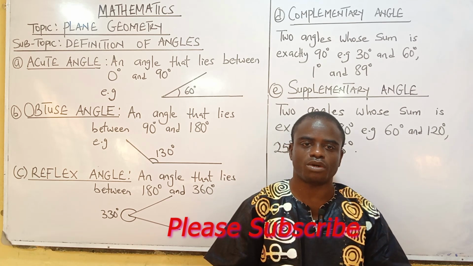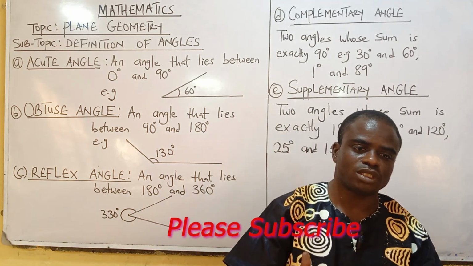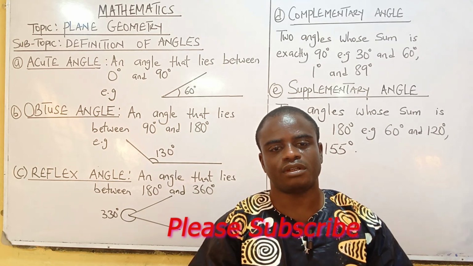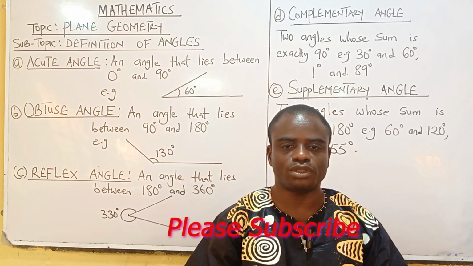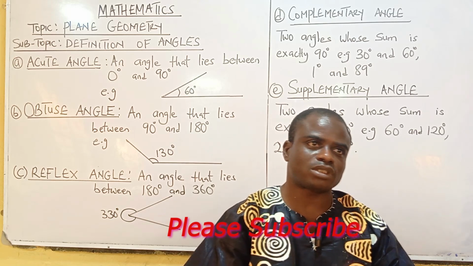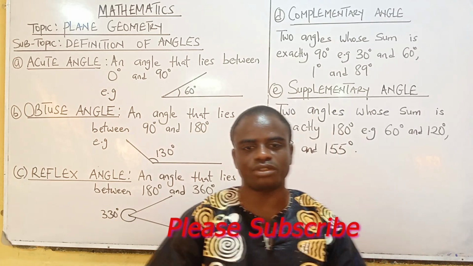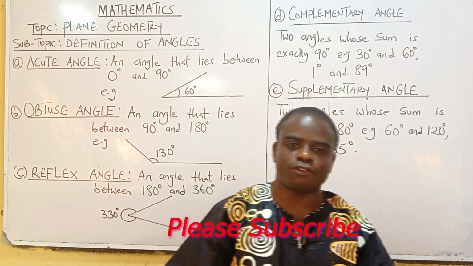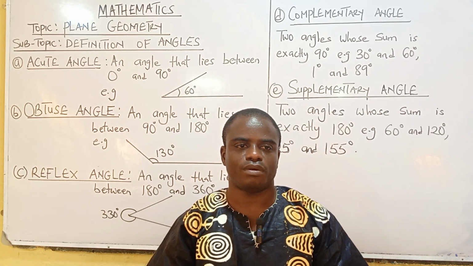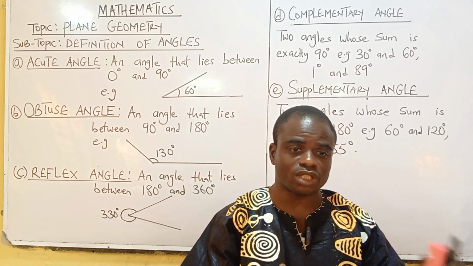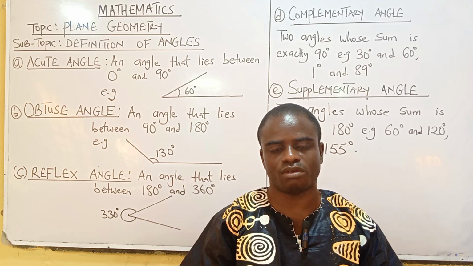Let's start with acute angle. Acute angle is an angle that falls between 0 degree and 90 degree. We're going to see it on the board. An example is 30 degree. You see that 30 degree falls between 0 and 90 degree. 60 degree falls between 0 degree and 90 degree. Any angle that falls between 0 degree and 90 degree is referred to as acute angle.